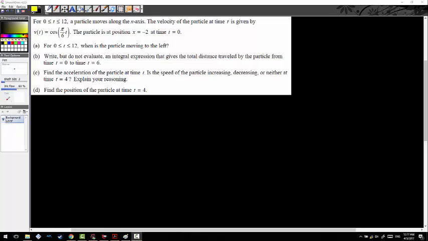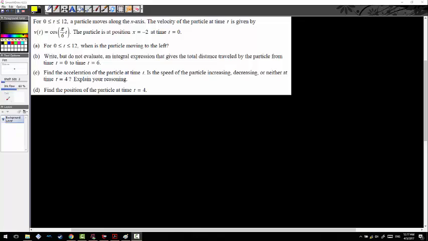The question goes as follows. Between time 0 to 12, a particle moves along the x-axis. The velocity of the particle at time t is given by v of t equals cosine of pi over 6 t. The particle is at position x equals 2 at time 0. So, first question: between 0 and 12, when is the particle moving left?